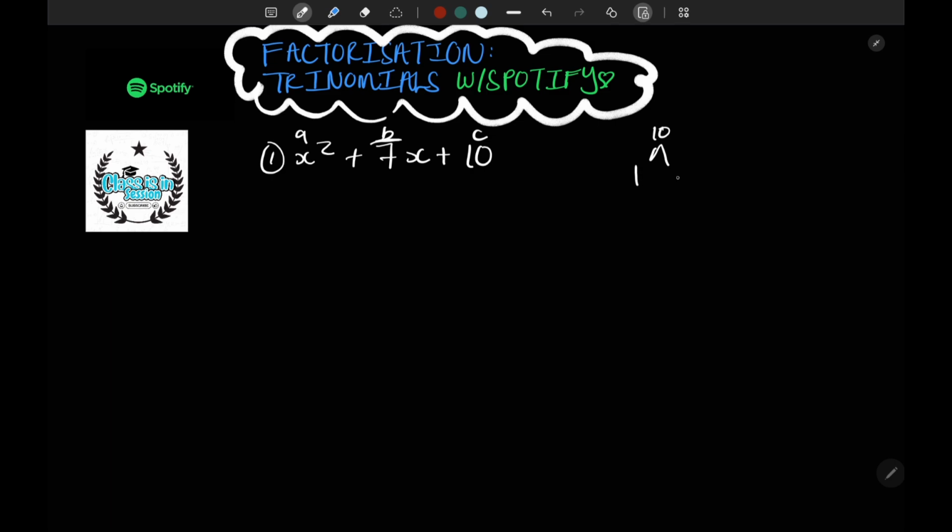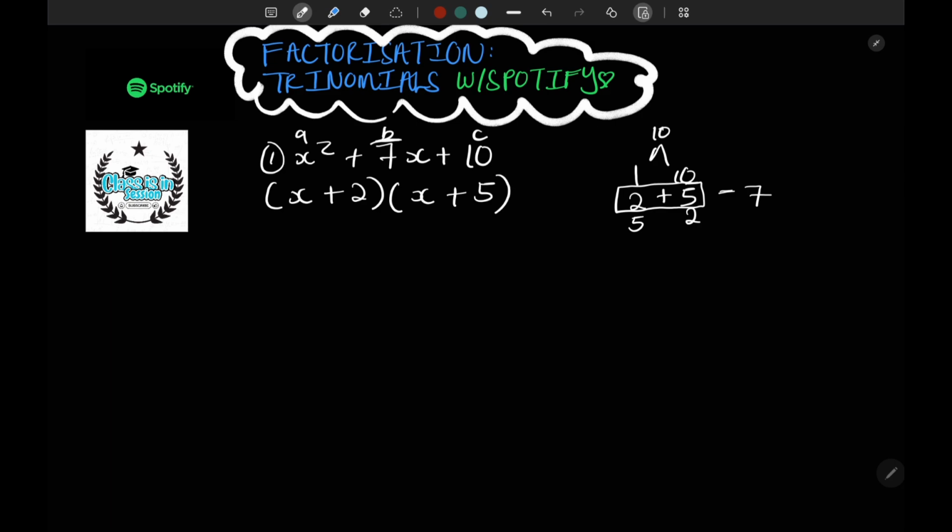10 divided by 1 is 10. 10 divided by 2 is 5. 10 divided by 5 is 2. So you guys can see that we have 5 and 2 here. 5 plus 2 is 7. So we can use 5 and 2. Now open the first bracket, write x plus 2, and in the second bracket, write x plus 5. And that is your factorization.